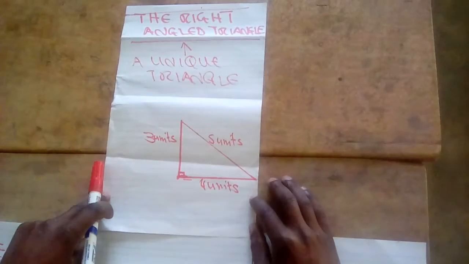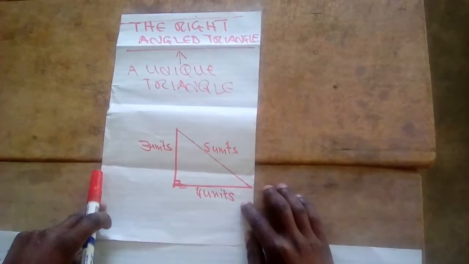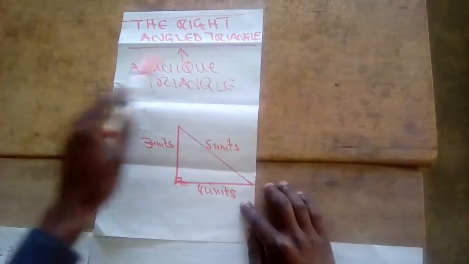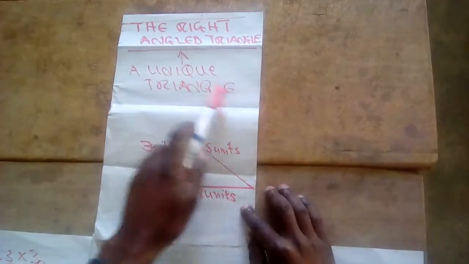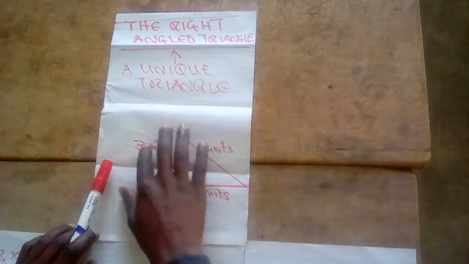Today we are going to discuss the right-angled triangle and its unique characteristics. You may call it a unique triangle because it has a special characteristic that the other types of triangles do not have. Look at this triangle here.